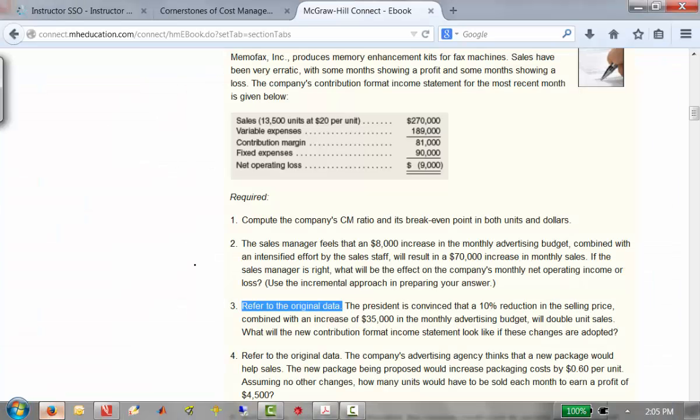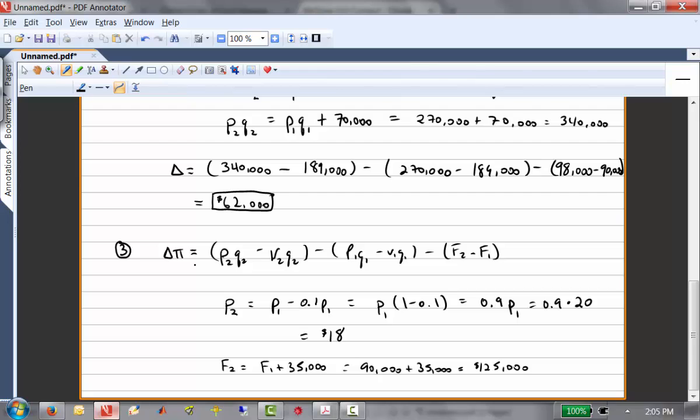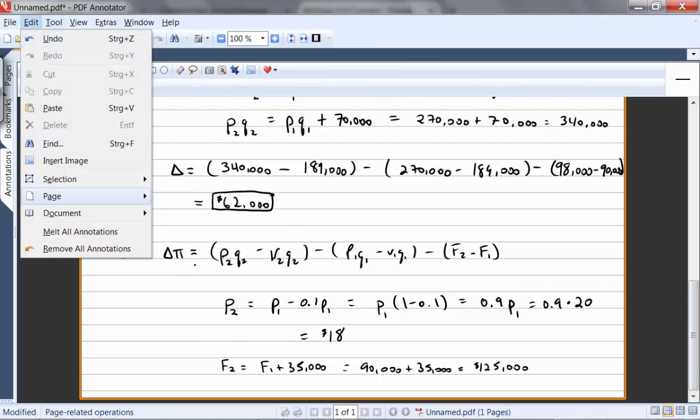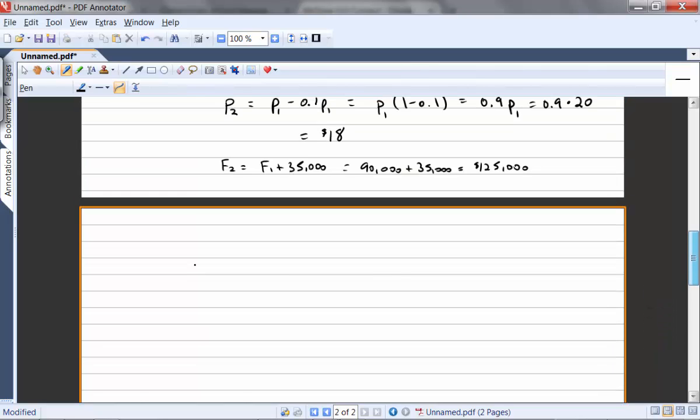And then what else did they say? They say that if they do this, they think that that will double the unit sales. So that just means that whatever they sold before the proposed change is going to be equal to half of whatever they sell after the proposed change, because they think that unit sales will double. So that just means that Q2 will equal 2 times Q1. New unit sales is twice old unit sales. And if old unit sales were 13,500, then new unit sales would be 27,000.